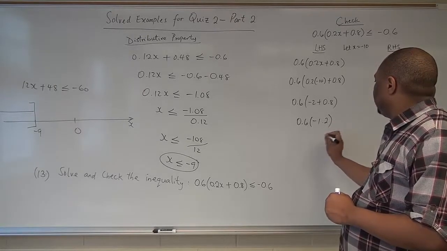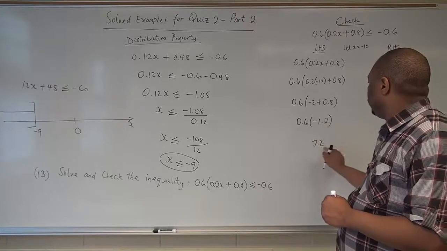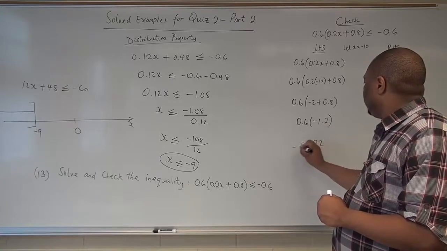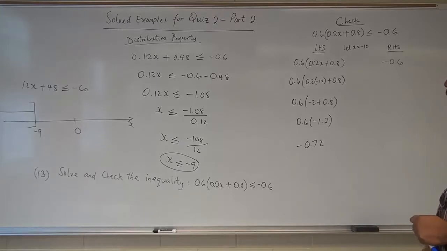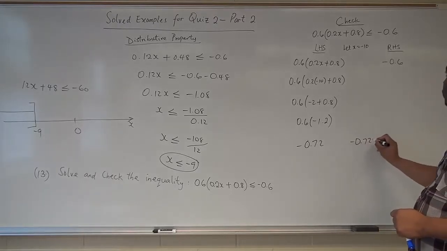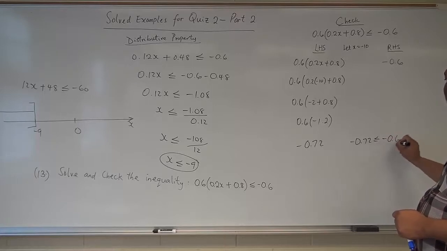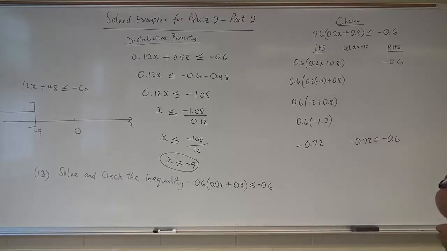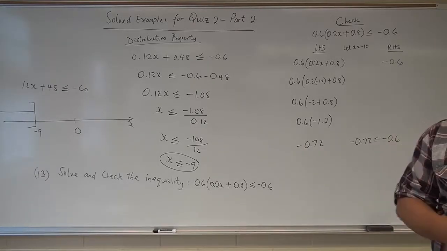And that will give us what? 6 times 12 is 72. We have 1, 2, 1, 2, 0. Negative 0.72. And see that negative 0.72 is less than or equal to negative 0.6. Somebody who is owing 72 cents, right? And somebody who is owing 60 cents. Who's better? Somebody who is owing 60 cents. Alright, we shall stop here for today. Thank you for listening.